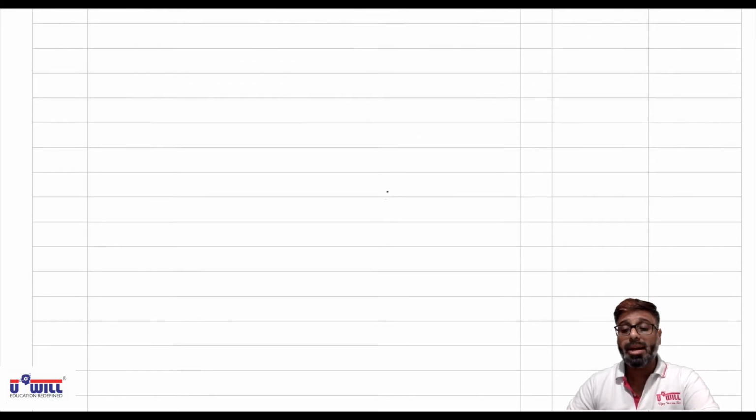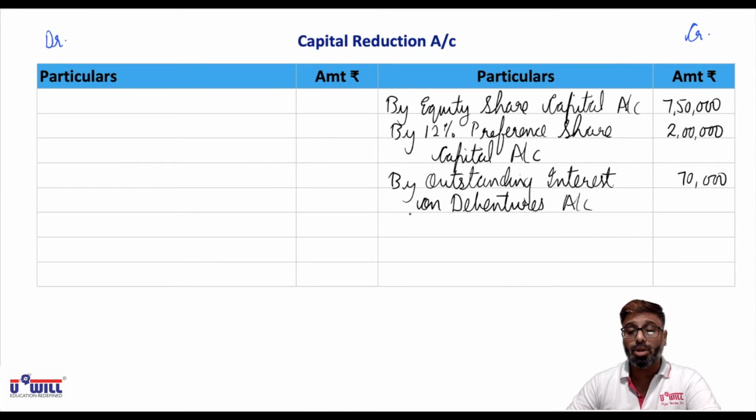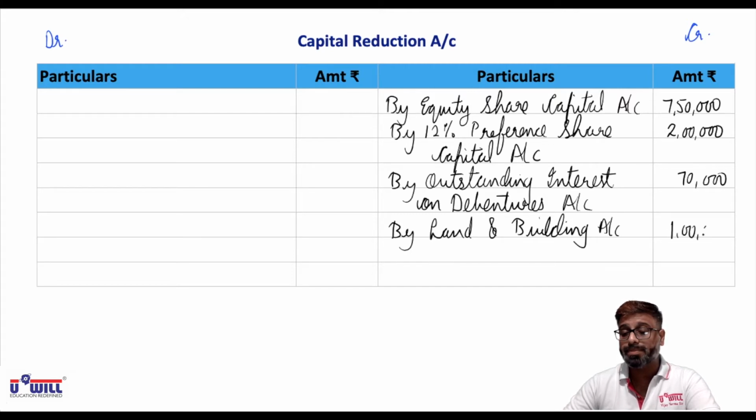Now, in capital reduction account, on credit side by land and building account 1 lakh.